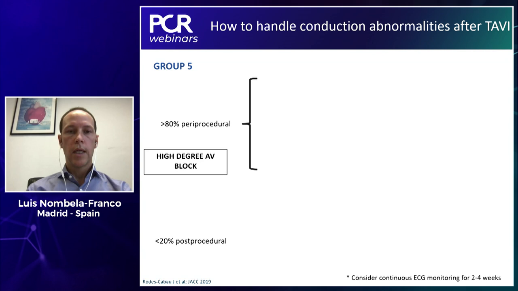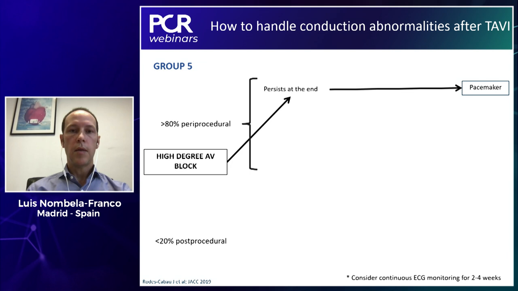Then group five is the one with a high degree AV block. Most of these occur during the procedure, so 80% are periprocedural and 20% are delayed AV block. If the AV block persists at the end of the procedure, we go directly to a pacemaker. The time we have to wait is around 1 day, 12 hours, or 36 hours, but usually most of these patients go to a pacemaker.